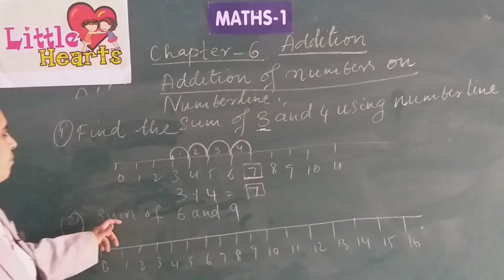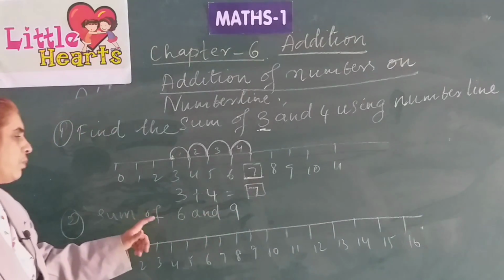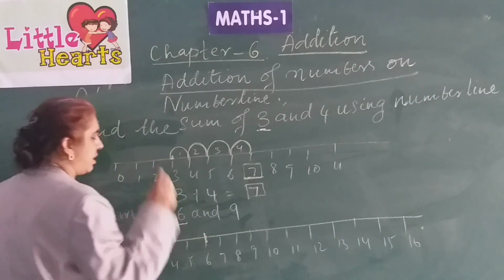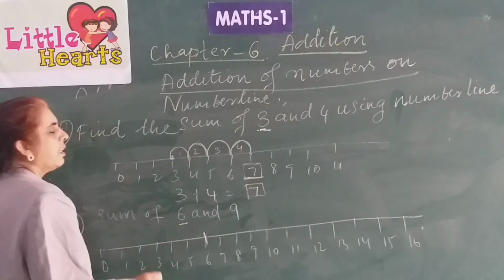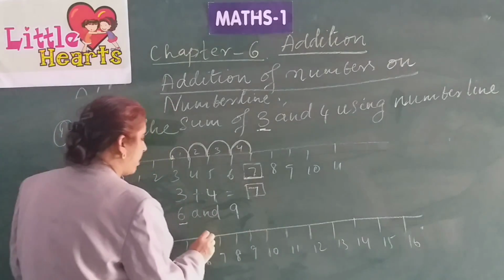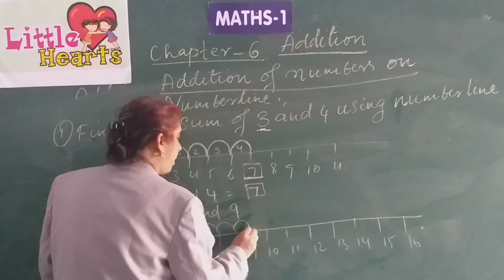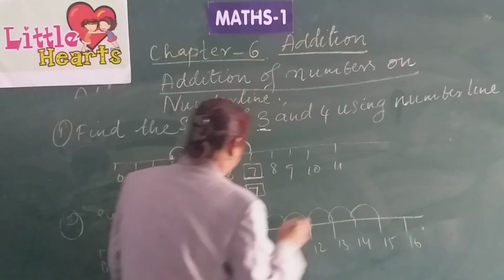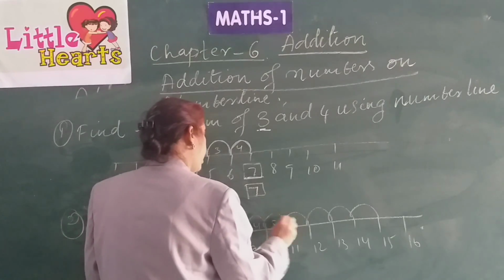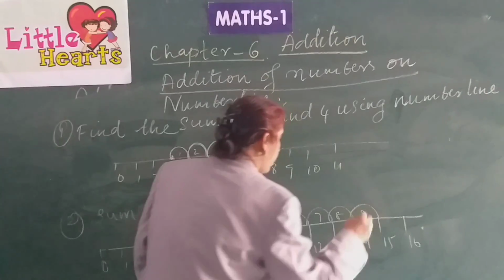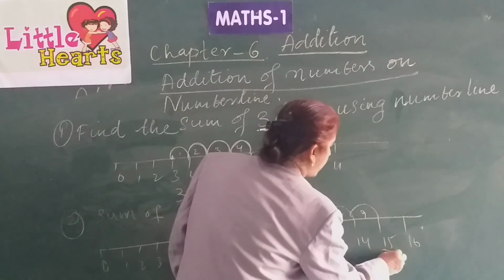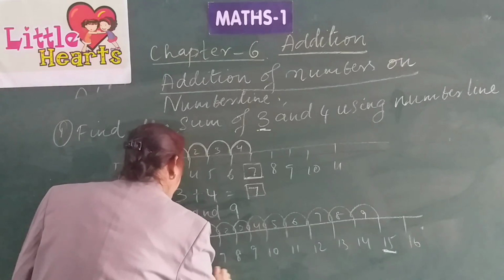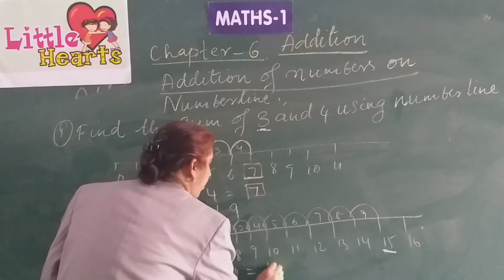Now in the similar way, find the sum of 6 and 9. First what you should do, you have to start from 6. The first number is 6. So start from 6 and count or move 9 steps forward. 1, 2, 3, 4, 5, 6, 7, 8, 9. So the number where we have stopped, that is the answer or the sum. 6 plus 9 equals 15.